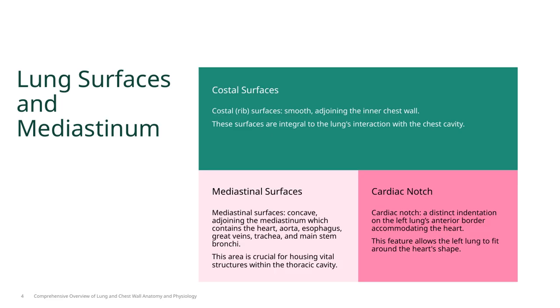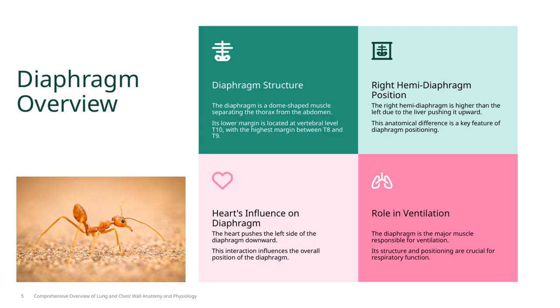Let's take a closer look at the structure of the diaphragm. The diaphragm is a dome-shaped muscle that separates the thoracic cavity from the abdominal cavity. Its lower margin is situated around the T10 vertebral level, while the highest margin is located between T8 and T9. This positioning is important because it influences how the diaphragm functions during breathing.